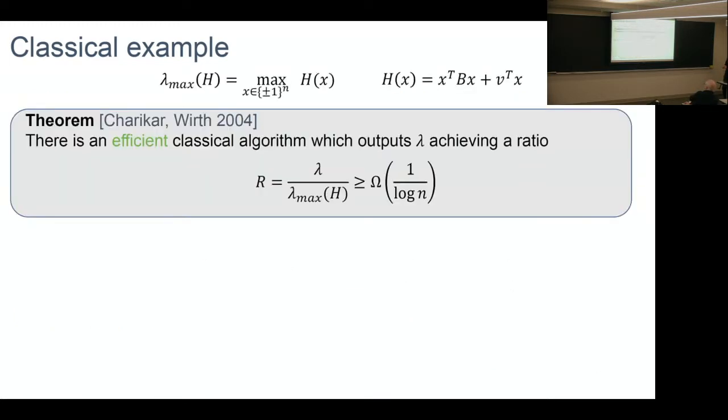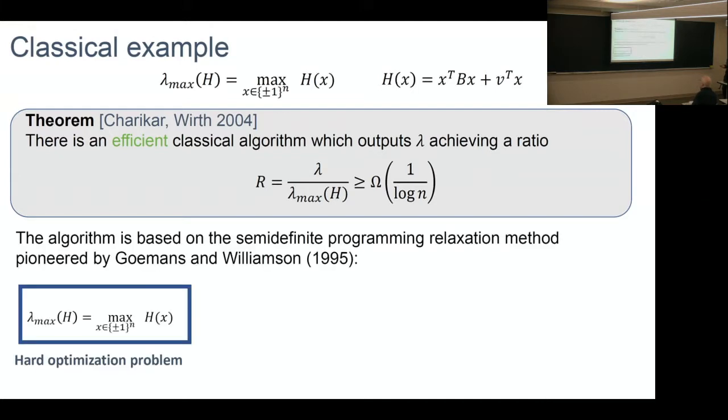Now here's the first maybe interesting fact, which is that there is an efficient classical algorithm which gets a ratio to the maximum of this classical quadratic function of 1 over log n. So the approximation ratio that can be achieved efficiently according to this algorithm is at least 1 over log n.